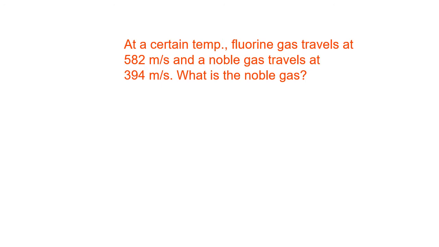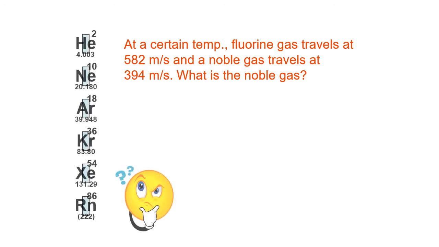At a certain temperature, again, the temperatures have to be the same, fluorine gas travels at 582 meters per second. And a noble gas, we're not going to tell you what it is this time, travels at 394 meters per second. We want to find what that noble gas is. So who could it be?